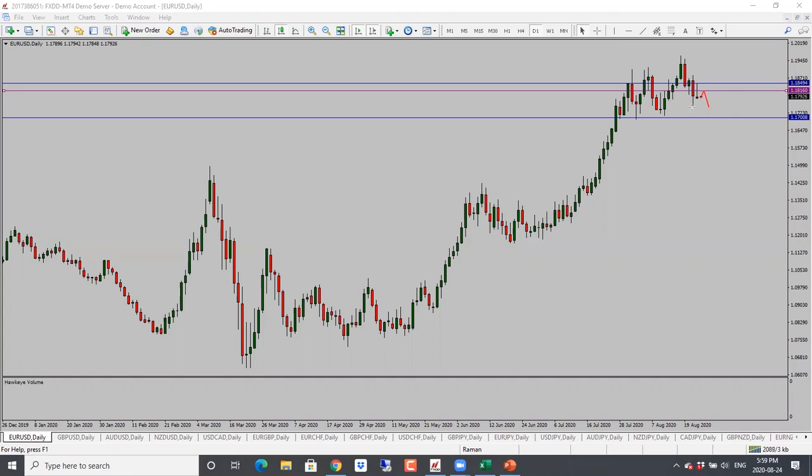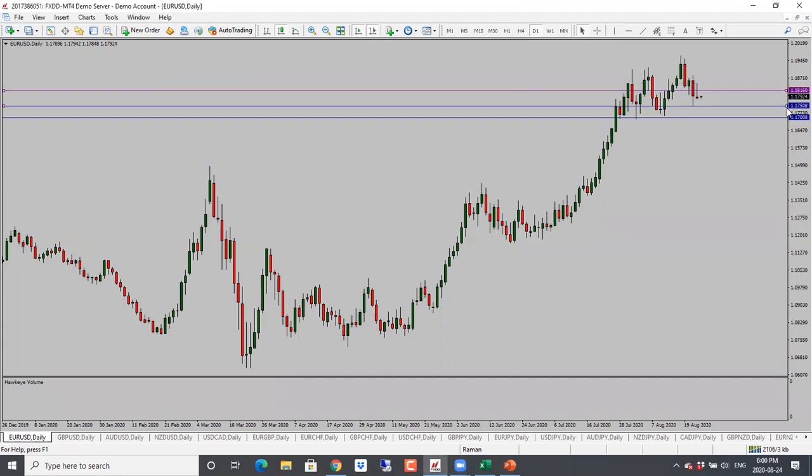The first target here would be 1.1750, which is the low from Friday, and then 1.1700. So looking for price to move back towards the support level here. So bearish bias here for euro dollar, looking for a bit of a pullback and then a drop. So this is looking bearish.